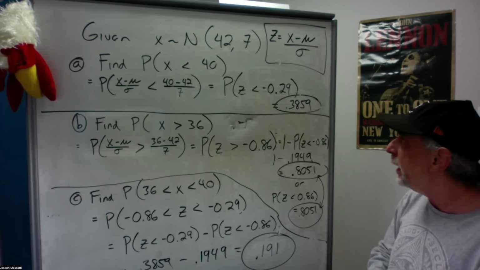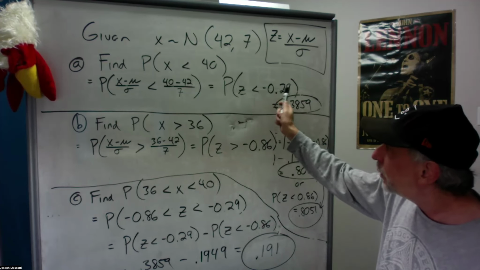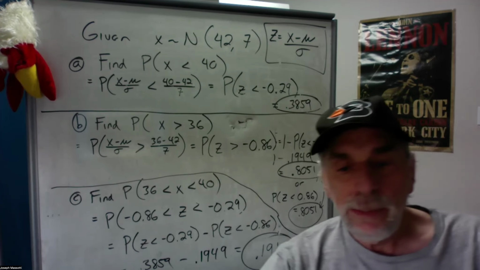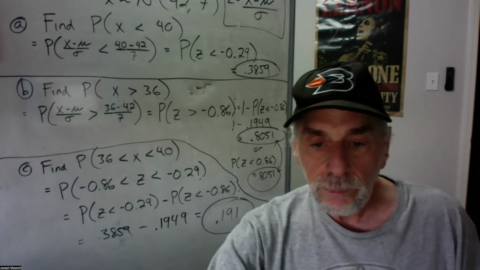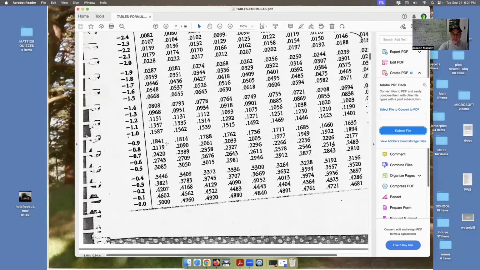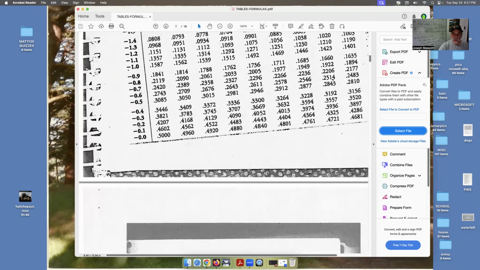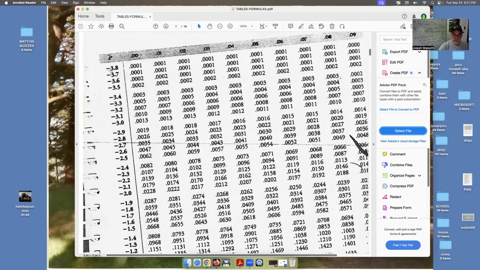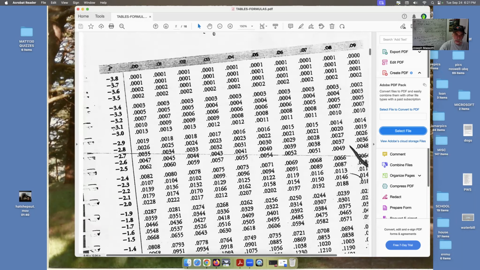So now we just go to our table, and remember our table is set up for probabilities less than a given z. So all we got to do is get our table up on the screen and look for that number of -0.29. Let's make this a little bigger. All right, so we go down to the negative page, -0.2 on the left-hand column, right? This is the z-values to a tenth, this column here. And then the 100th digit is across the top.